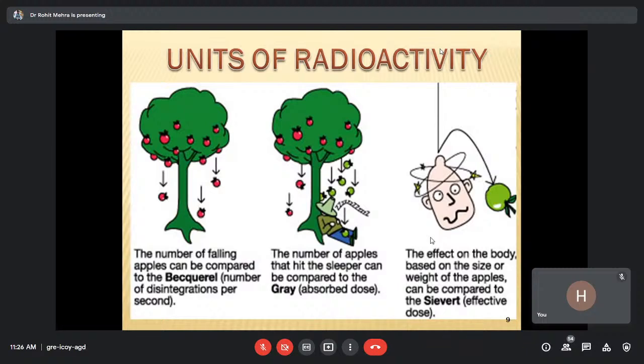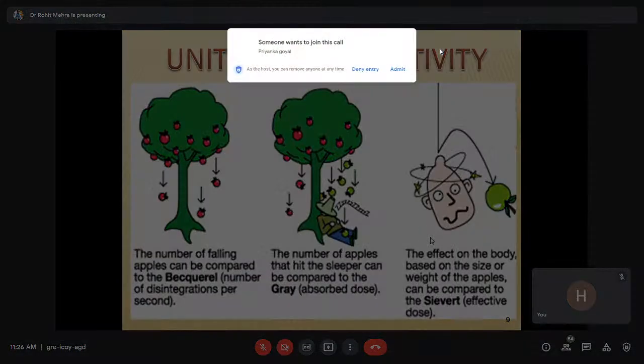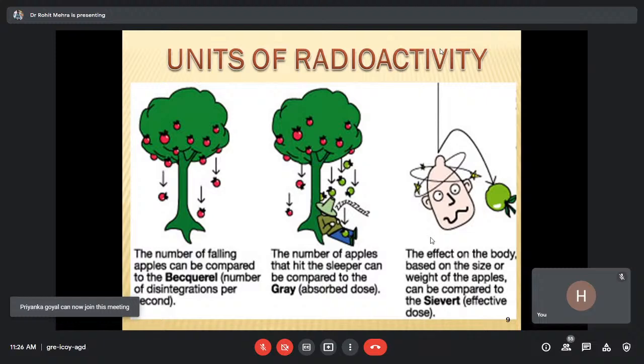And suppose a person comes and has a nap beneath that tree. What will happen? Not all of the apples falling from the tree will strike that man. Only a few apples will strike that man. Only those few apples which are striking that man can cause a radioactive effect on him. So that is why there is another unit, the absorbed dose unit, which is called gray. So we have a different unit, gray, that is absorbed dose.